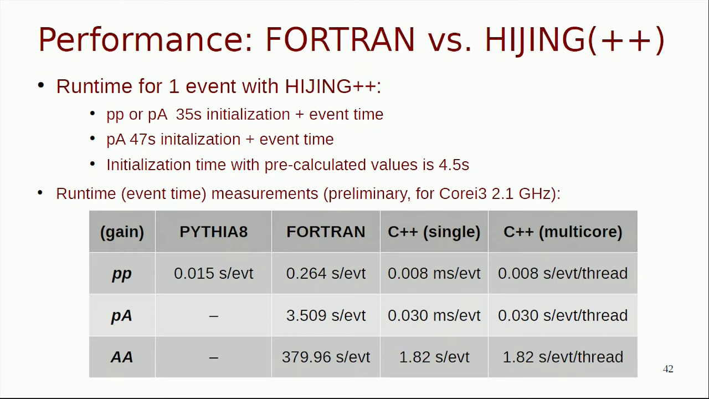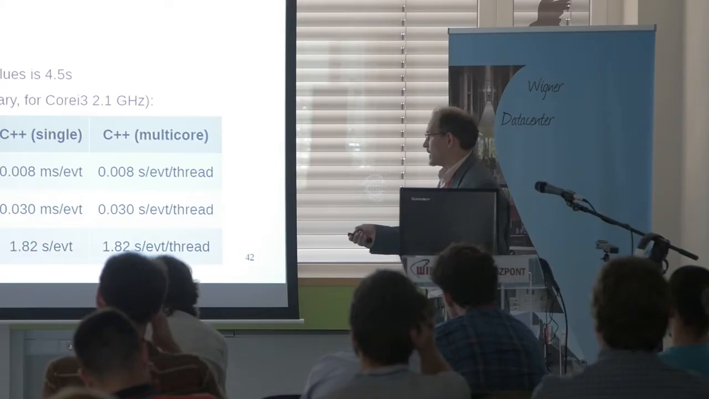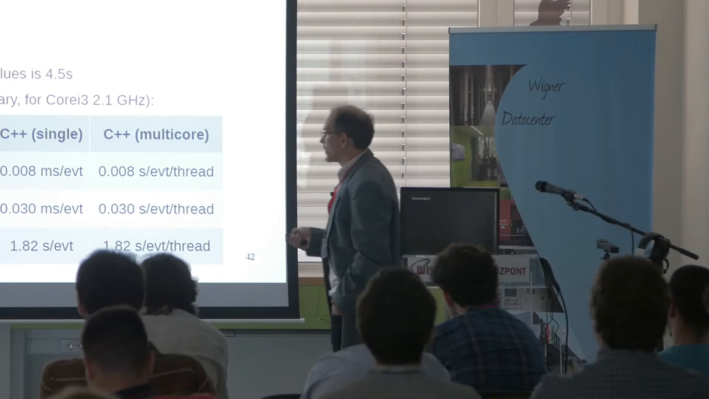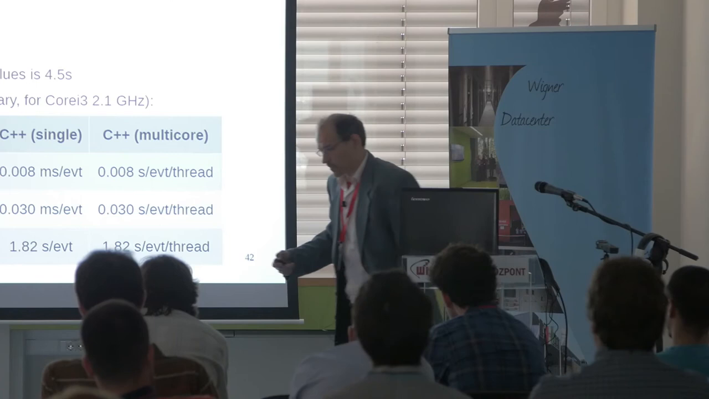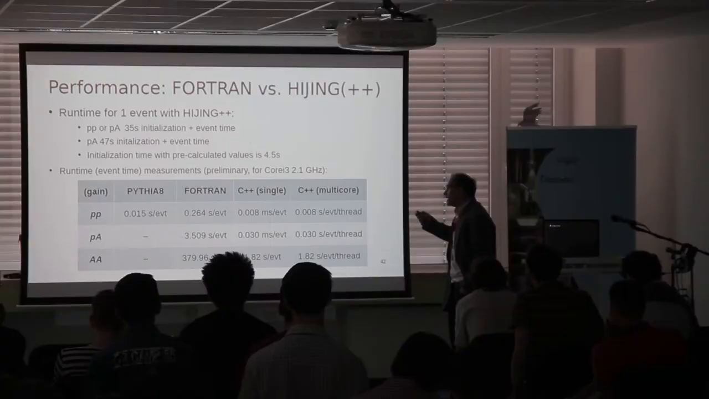But just for comparison, a proton-proton collision event in PYTHIA takes 0.01 seconds. In the original Fortran HIJING++ version it is 0.2, and the new C++ single core is 0.008, which is really a big change. So it's generally twice as fast as PYTHIA, and it really uses MPI technology, and we programmed it in such a way that it can be capable later, not yet now, of using even GPU or something like that. But that takes time.